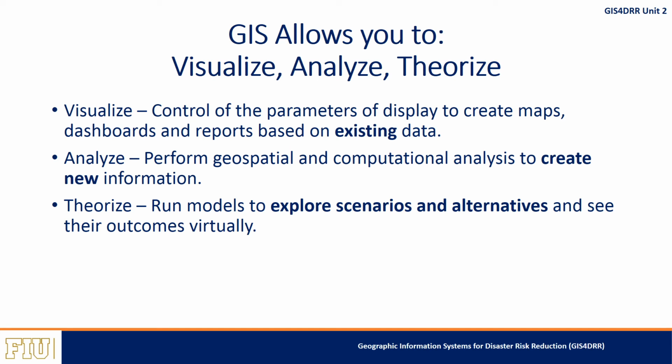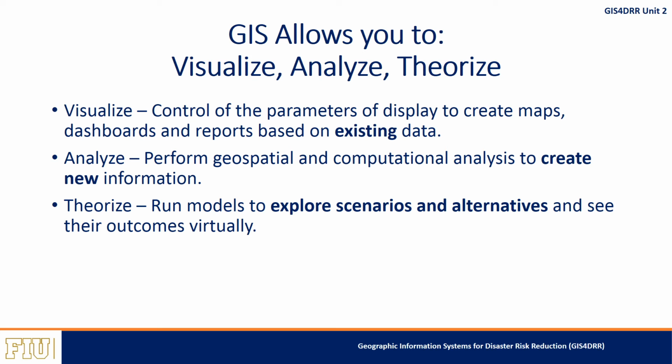GIS can also analyze, taking existing information and turning it into new information. For example, landslide susceptibility maps are made by taking elevation, soil, geology, and land cover maps, and finding locations where each of those characteristics are conducive to landslides. Four data layers come together through the geoprocessor to make one new layer.